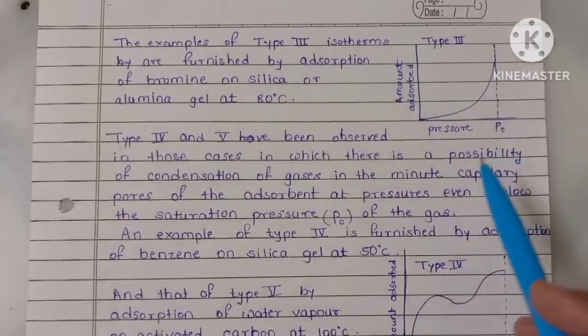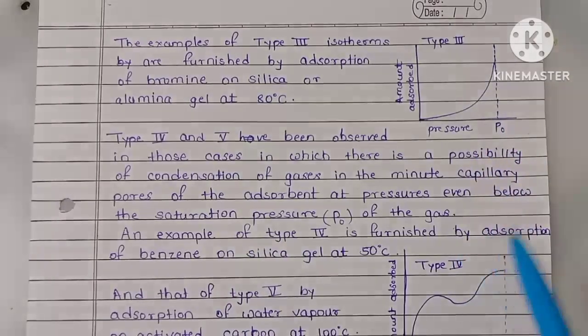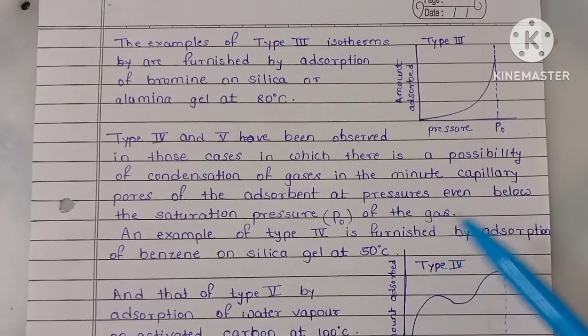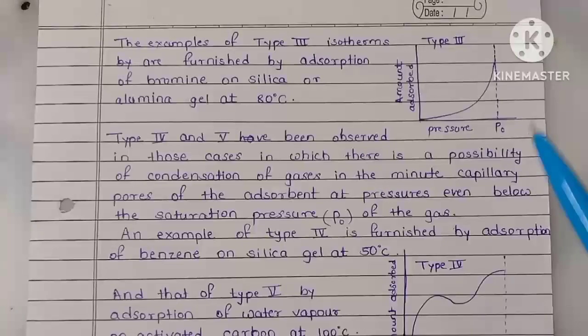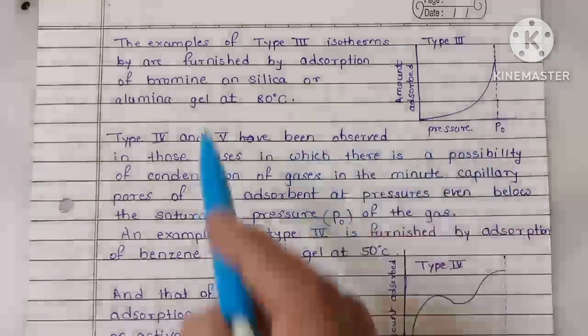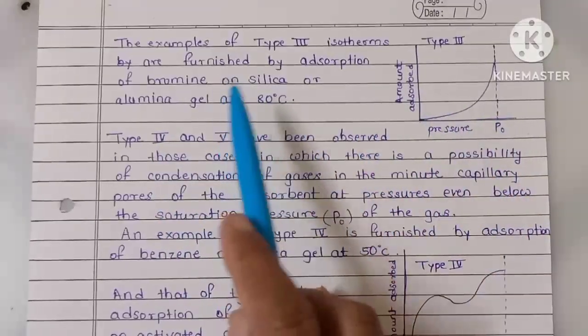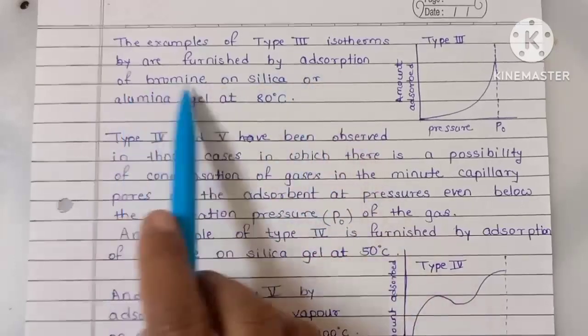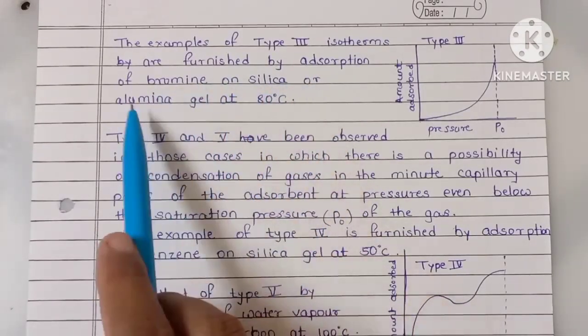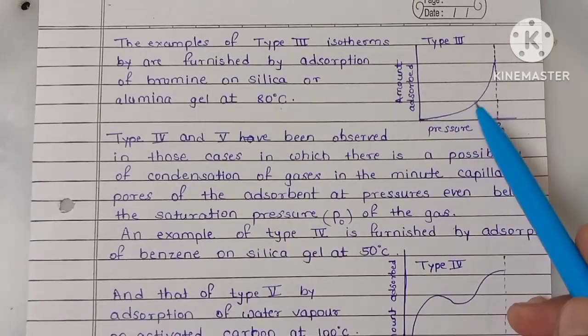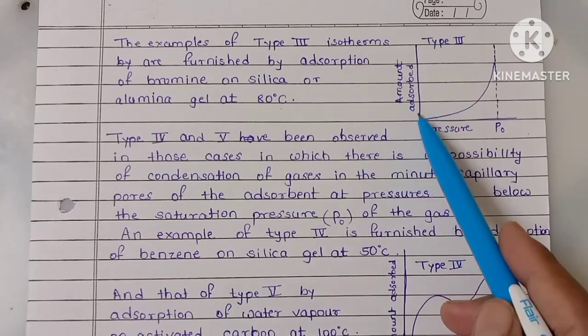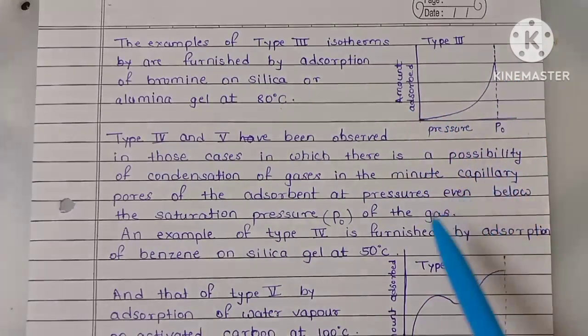And for type 3, the similar process I already explained: the surface forms a monomolecular layer, and due to van der Waals forces the second layer is also formed, the third layer is formed, and so on till the van der Waals force acts. Now for type 3, the example is furnished by adsorption of bromine on silica or alumina gel at 80 degrees Celsius. Look at this graph. As the pressure increases, the amount adsorbed also increases.